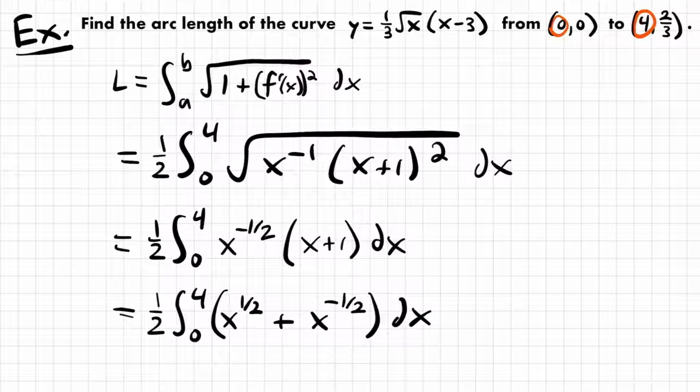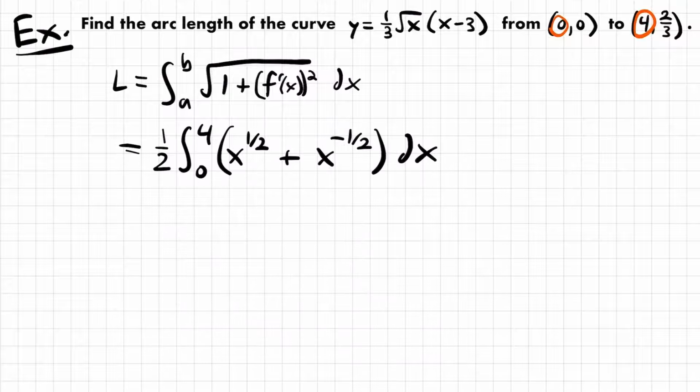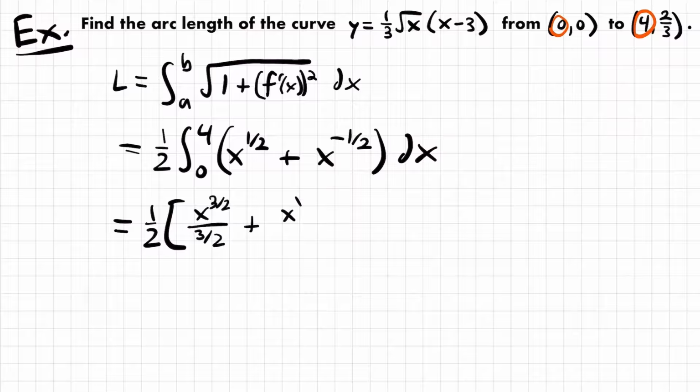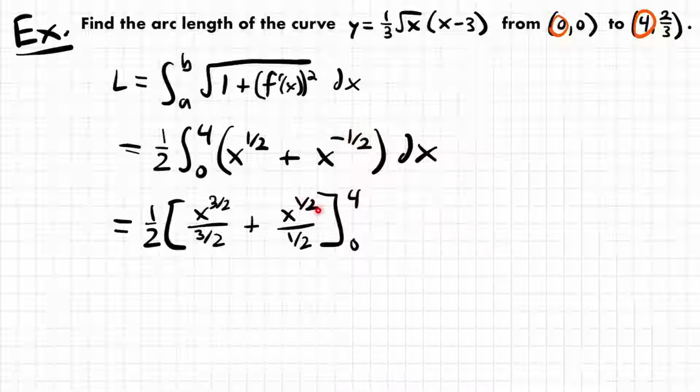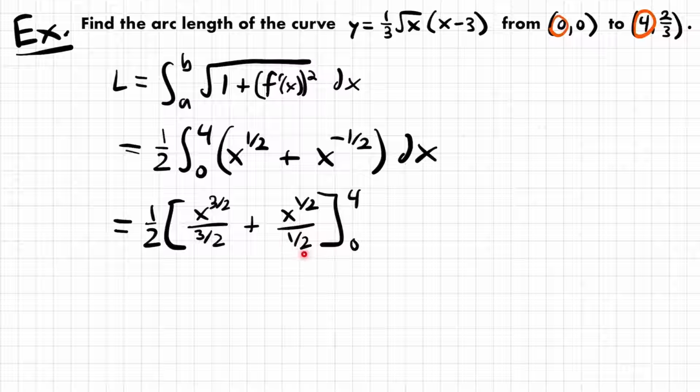All right, so I'll clean up my work again, and we can integrate each of these terms using the power rule of integration. So we'll add 1 to the exponents and then divide by that new exponent. And so this will be equal to 1/2 times x to the 3/2 power divided by 3/2 plus x to the 1/2 power divided by 1/2. And that is evaluated from 0 to 4. Okay, so 1/2 plus 1 is 3/2, so we divide by 3/2. And then negative 1/2 plus 1 is positive 1/2, and so we divide by positive 1/2.